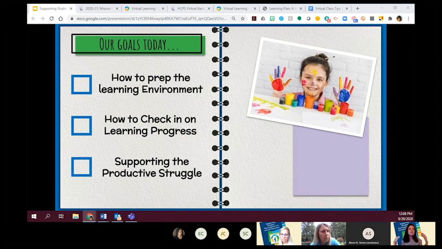After we talk through some best practices for prepping that learning environment, we're going to talk about how you can check in on your kids' learning progress, because this is a whole new way of learning that we didn't experience growing up. What does that look like, and how do we ensure that our kids are actually learning in this environment? And finally, and this is probably the hardest for all of us as we're watching kids under our care learn, how do we support the productive struggle, the real learning process? Without productive struggle, we're not really going to have great learning happening. And that's super hard right now.